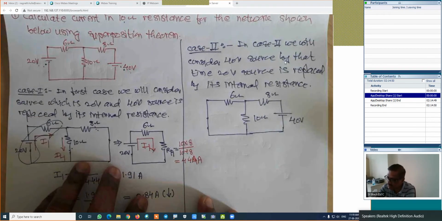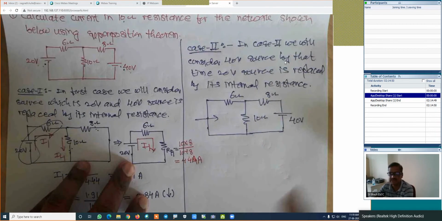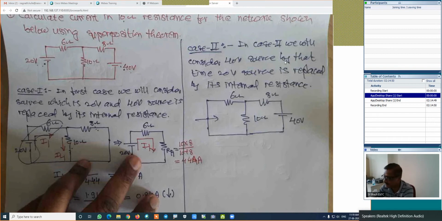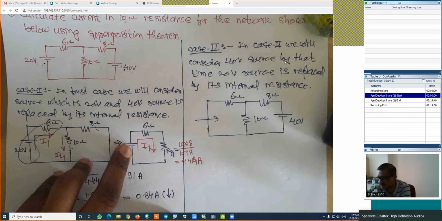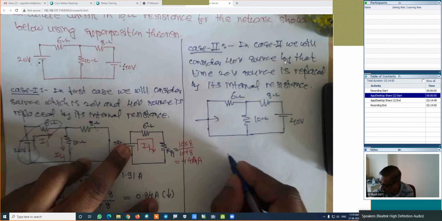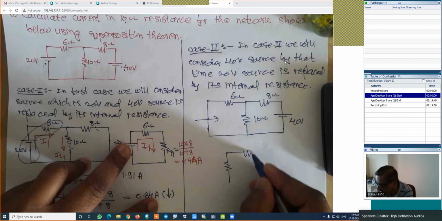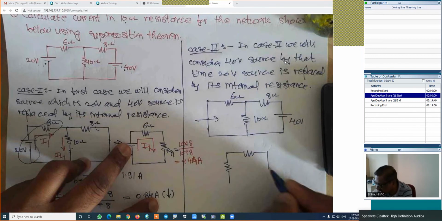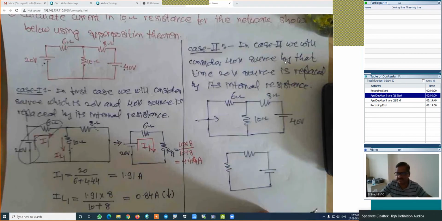Now, in this case, the figure will reduce from this direction because source is on this side. How will be the figure? In this case, the figure will be something like this. These are the two parallel combinations. I will draw here one. This is one. This is the another. This will be the figure in this particular case.